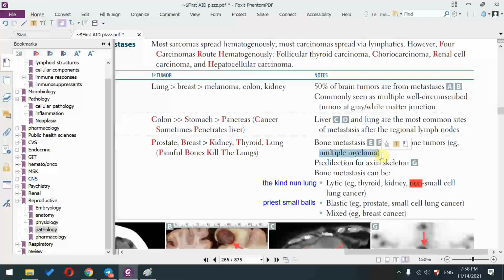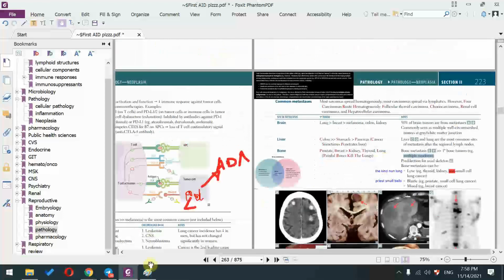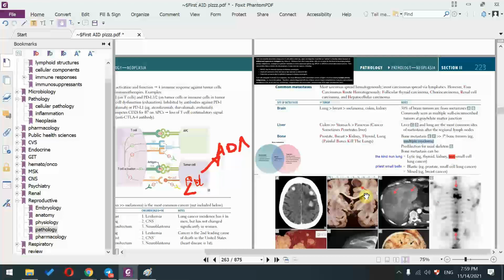For example, in case of multiple myeloma, as someone said. In case of multiple myeloma, it will be lytic or blastic, guys? This is important. In case of multiple myeloma, lytic, yes, it will be lytic. Excellent. So yeah, it's one of the most common. It's just like the most common of the most common.